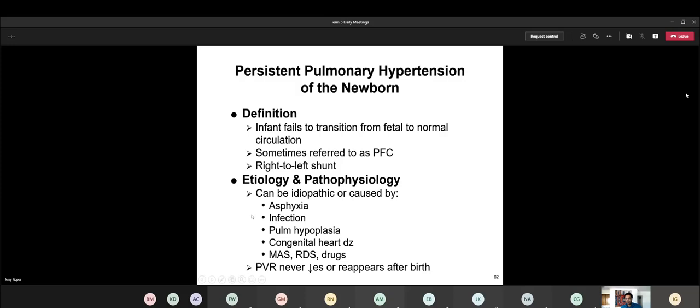So PPHN, or persistent pulmonary hypertension of the newborn. So here's where it shows up. I think it's mentioned maybe briefly in the congenital heart defects chapter, but PPHN is just that. You've got a lot of pulmonary hypertension going on still because the baby didn't transition properly, or maybe a shunt started to open up again for whatever reason, like in the case of MAS. That forced the PDA to start to open up again. Sometimes they call it just PFC, which stands for persistent fetal circulation.